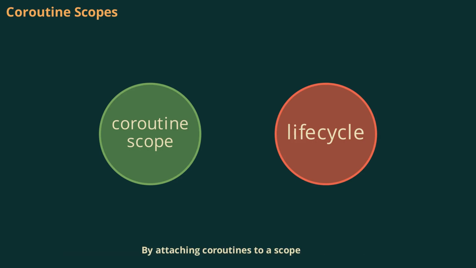Coroutine scopes define the boundaries for your asynchronous work. By attaching coroutines to a scope, you ensure they're automatically canceled when the scope ends. Common scopes include ViewModel scope for ViewModels and lifecycle scope for activities and fragments. Using scopes helps you manage resources efficiently and avoid leaks.